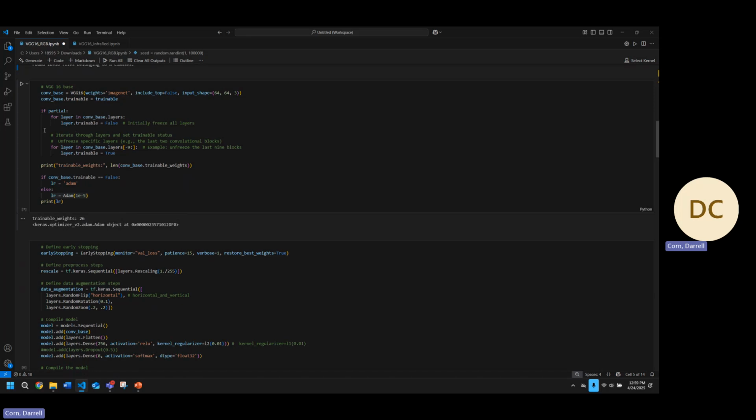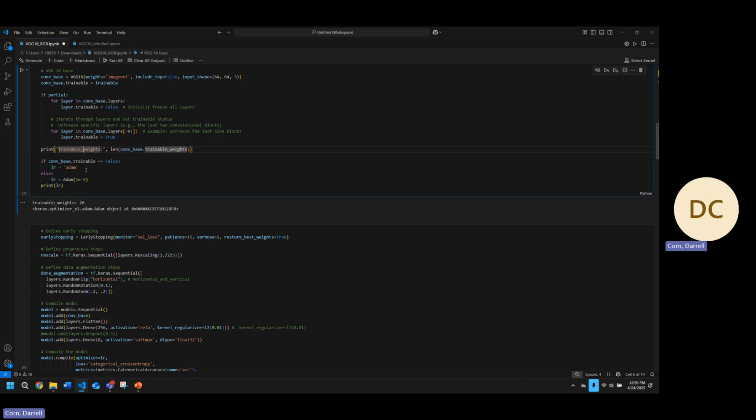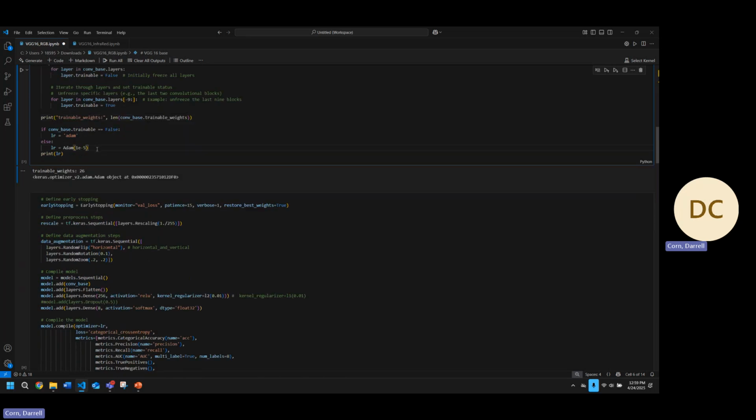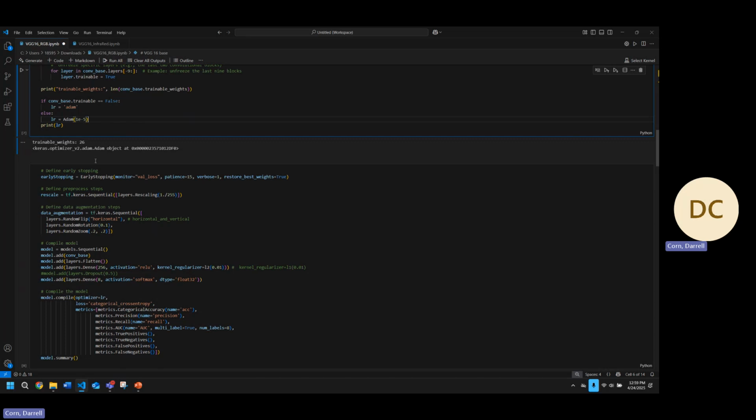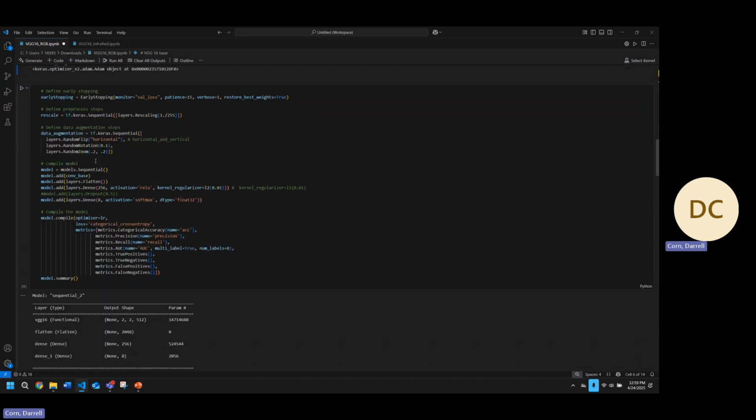So on to bringing in the convolution pre-trained model. We don't include the top, and we set it to 64 by 64. Here's some logic in case I set the base to be partially trainable. And then we are going to be using a very low learning rate right here.